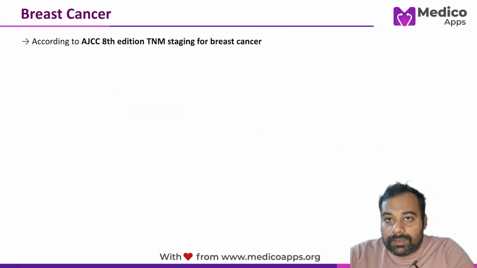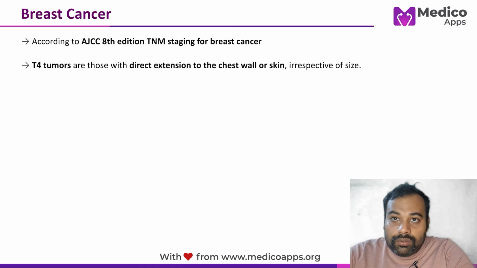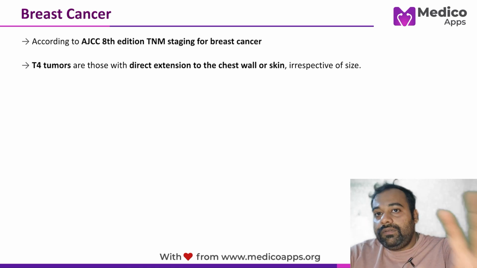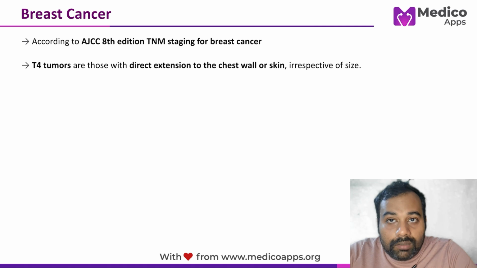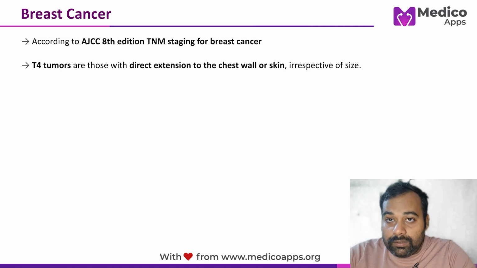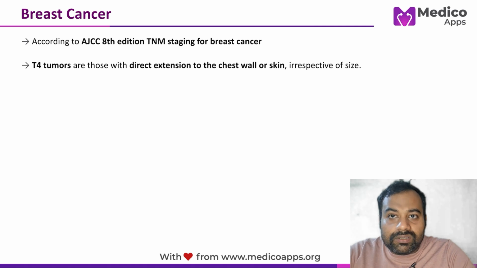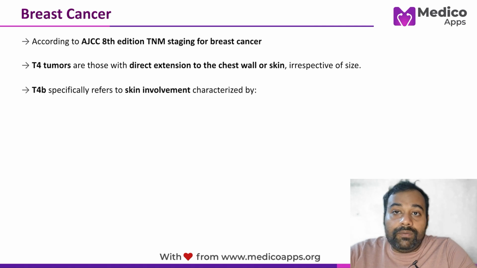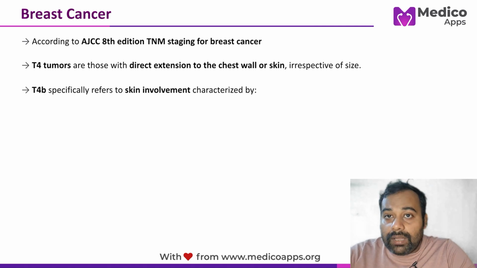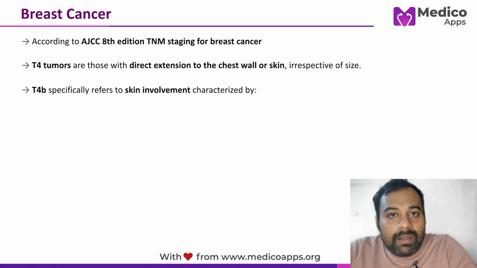So let's try to understand. We nowadays follow the 8th edition of the AJCC TNM guideline for breast cancer. So we have the T4 staging. T4 staging is where there is involvement of the skin and involvement of the chest wall. These two involvements are seen in stage T4, irrespective of the size of the tumor. So T4 can be categorized into T4A, which is the involvement of the chest wall, T4B, that is skin involvement, T4C, that is both skin and chest wall involvement, and T4D, that is inflammatory breast cancer.